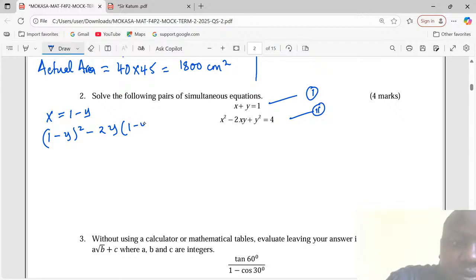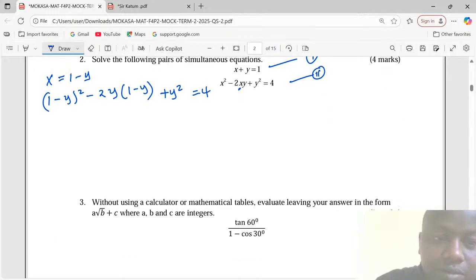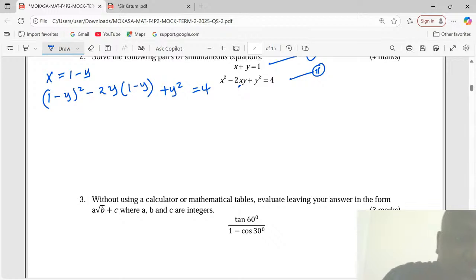So instead of x at this position, we have 1 minus y. Then plus y squared. This is equivalent to 4. So when we open the brackets here, we shall end up with 1 minus y squared minus 2y plus 2y squared plus y squared equals 4.